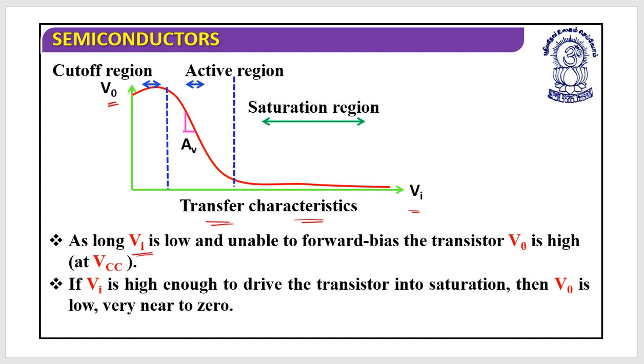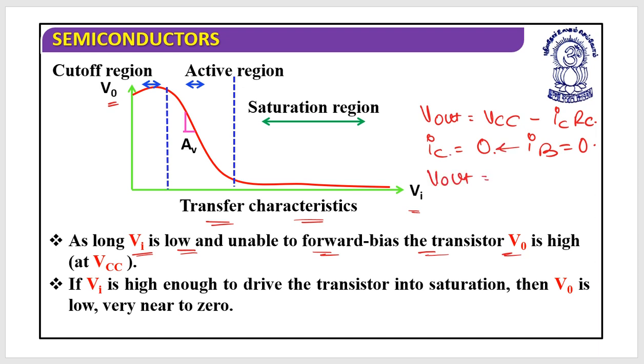As long as VI is low, the relation is V output equal to VCC minus IC RC. If VI is low and unable to forward bias the transistor, then it is the situation when IC is 0, because IB is 0, because it is not forward biased. If IB is 0, that means IC is 0. If IC is 0, then V out is equal to VCC. So it's this region, and this region is known as the cutoff region.